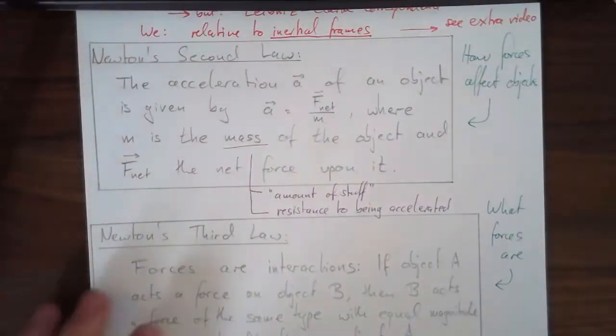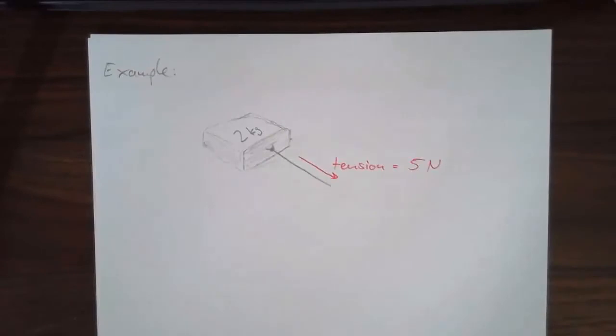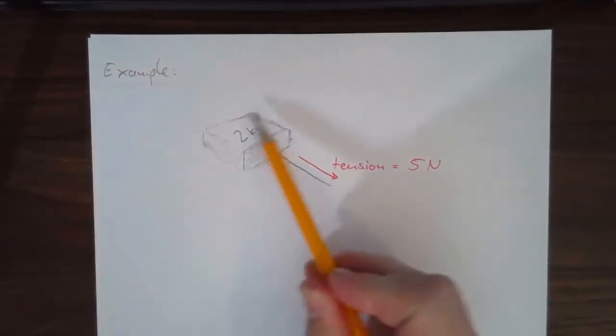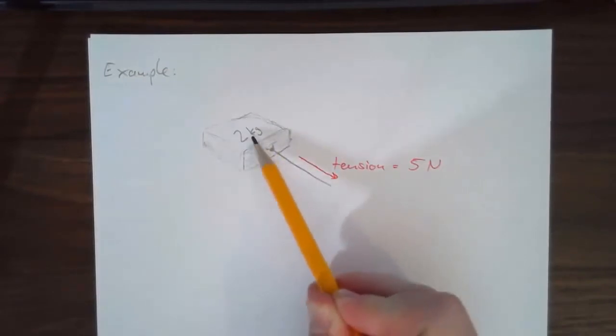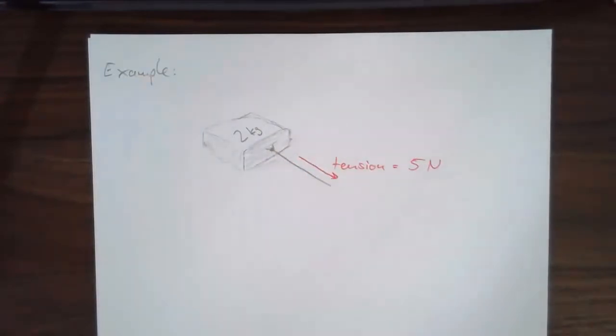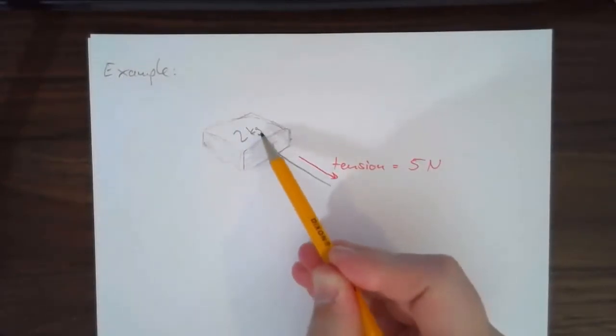Okay, now let's do some examples of applying Newton's second law, just to get a little bit of practice on the basics. Here's my first example. Imagine I have a box and its mass is 2 kilograms. Mass is measured in kilograms, or grams or tons, but kilograms is the standard unit that's going to relate to other metric units.